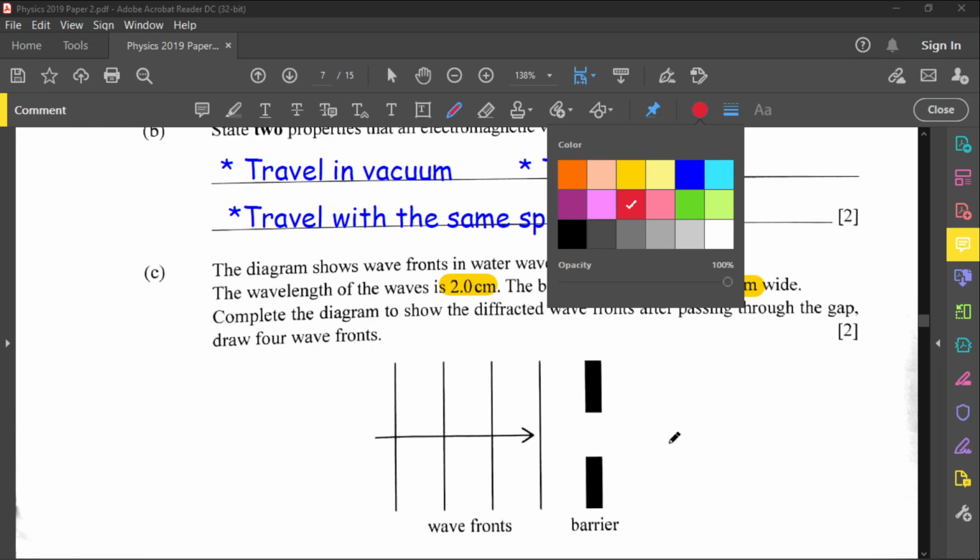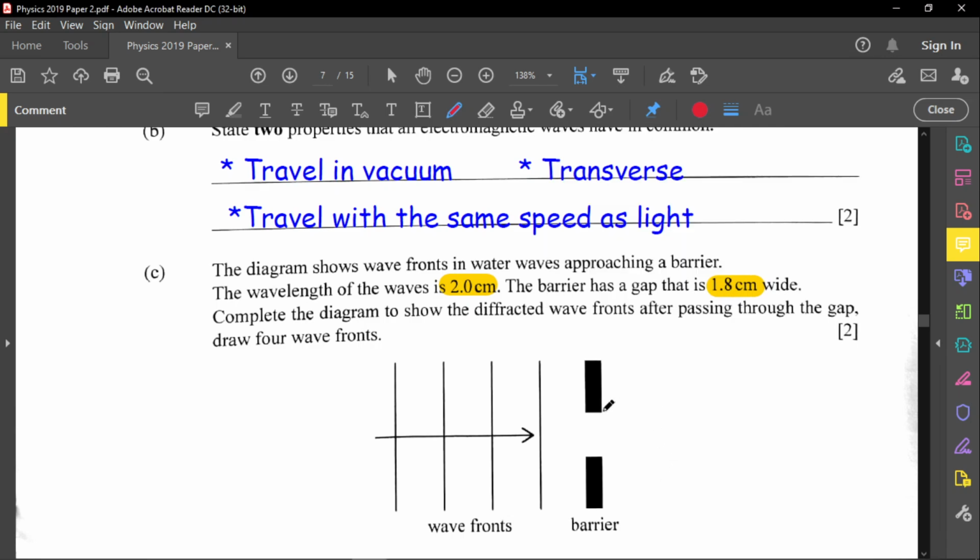Now, drawing 4 of them, let's start with very close to the opening. You have a small one, really, really curved. And then the other one a little bit bigger. Of course, they won't be as curved as the previous, but they're still really curved because, as I mentioned, if the gap is smaller than the wavelength, then a lot of bending will take place. Okay, just to point that out.